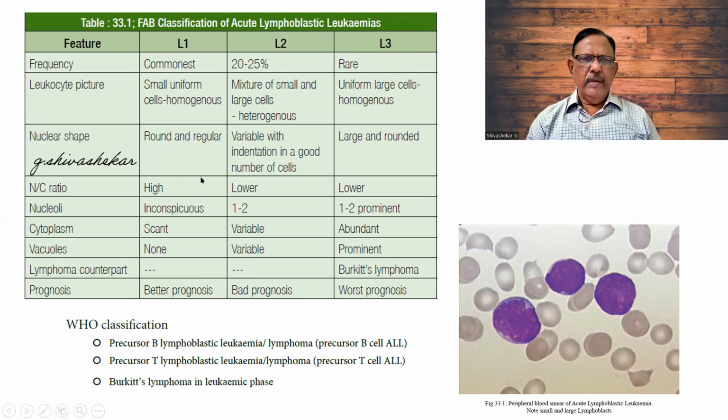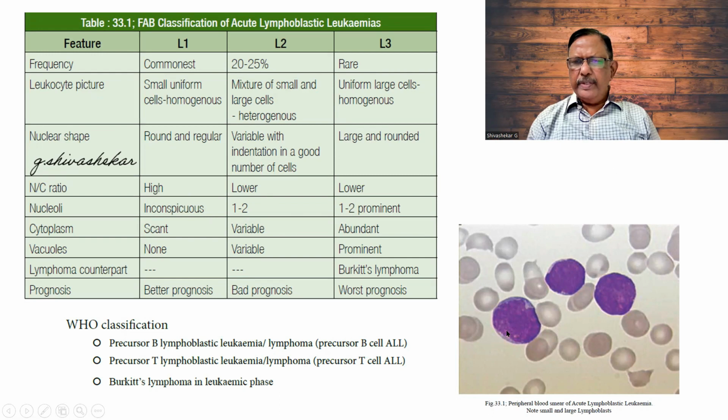Percentage, we need not remember. The nucleus is round, regular, and it can be slightly variable, whereas it is large in a case of L3. Nuclear cytoplasmic ratio is high in all. But what happens is nucleoli will be inconspicuous, hardly 1 to 2, difficult to see.